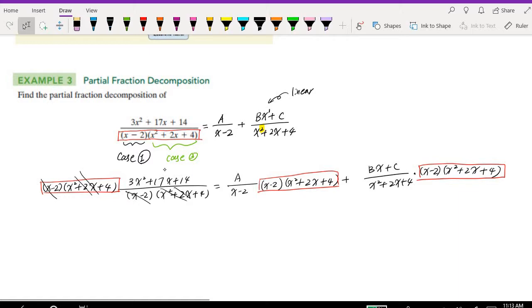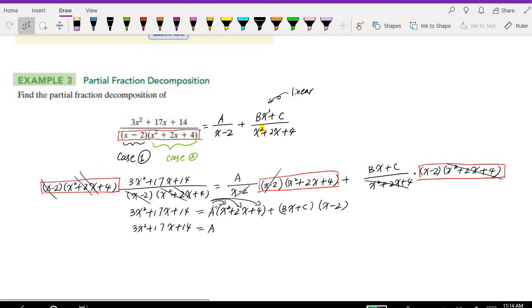On the left side, all I have left is 3x squared plus 17x plus 14, equal to, and then x minus 2 is canceled, so we have A times x squared plus 2x plus 4. Then we look at the third term, Bx plus C. We cancel out this part, and what's left is x minus 2. Be careful, you have to write down the parentheses around Bx plus C, otherwise you're going to make a mistake.